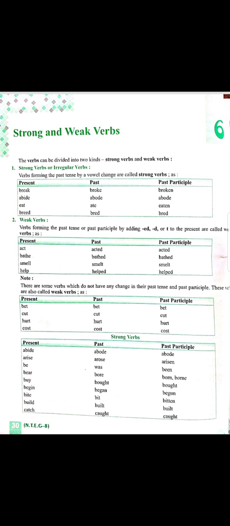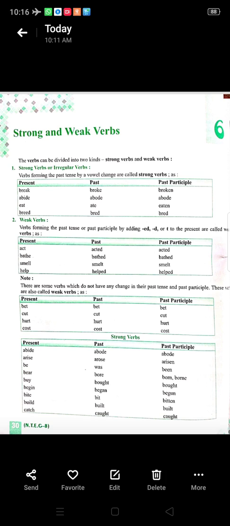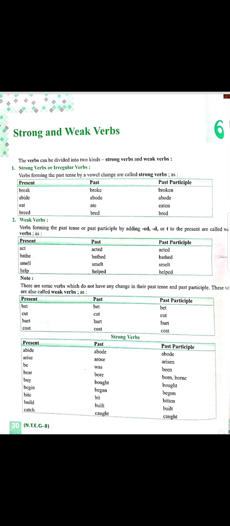Note what is given: there are some verbs which do not have any change in the past tense and past participle. These verbs are also called weak verbs. Do remember that there are few verbs which don't have any change in their past tense or past participle, but they are still considered weak verbs. How? Here you could see in present, bet. Bet in past becomes bet and in past participle also becomes bet. Similarly, cut becomes cut in past and cut remains the same in past participle as well.